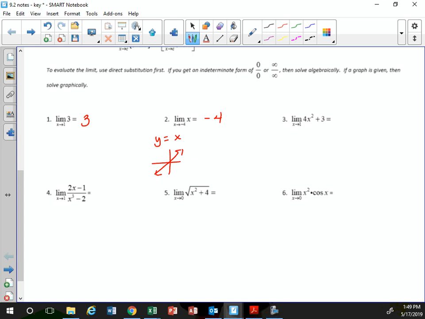All right, so number 3. Again, we could graph. That's a quadratic. Sure, I know what that looks like. I don't really want to graph it to try to figure out what's happening as x approaches 1. What can I do with the 1? Plug it in. What do I get? 7. Good. That's it. Wow. Yeah. I think that works. So I just did 4 times 1 squared plus 3. Wherever there's an x, I put in a 1. You see it? So easy. It's so easy.